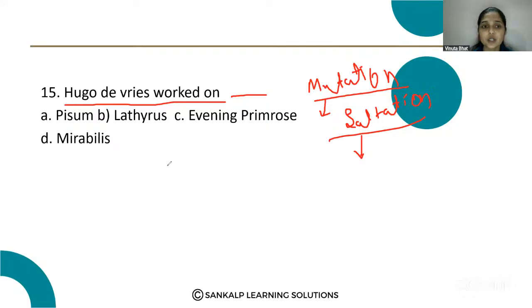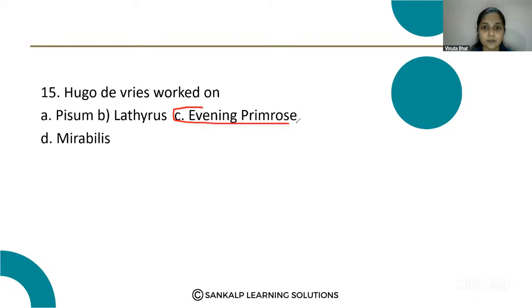Which plant did he work on? Not Pisum, because Pisum was mainly selected by Mendel, and not Mirabilis. The correct one is the evening primrose. Option C, the evening primrose, is the correct one.